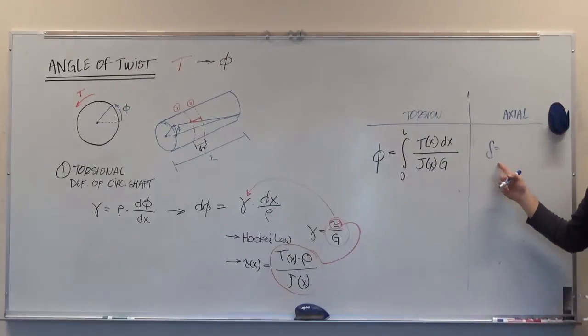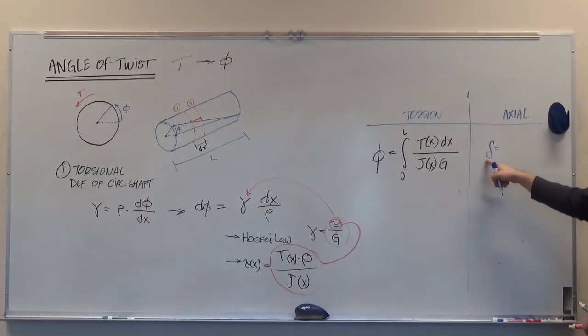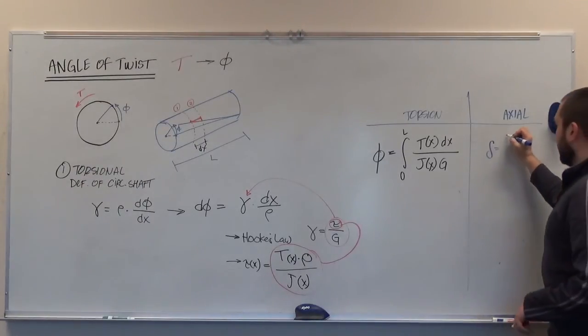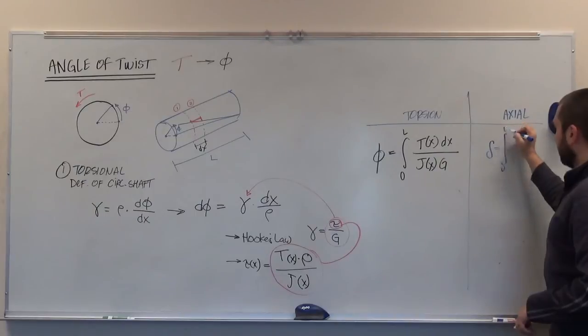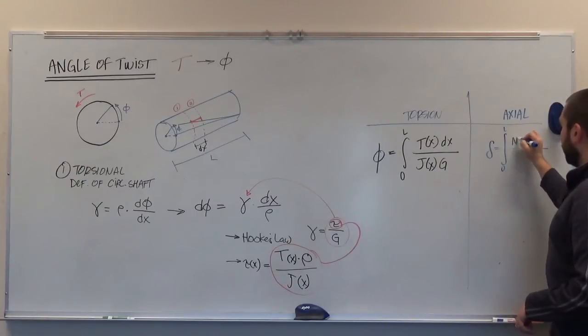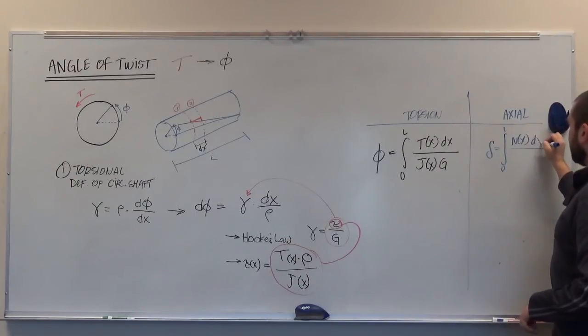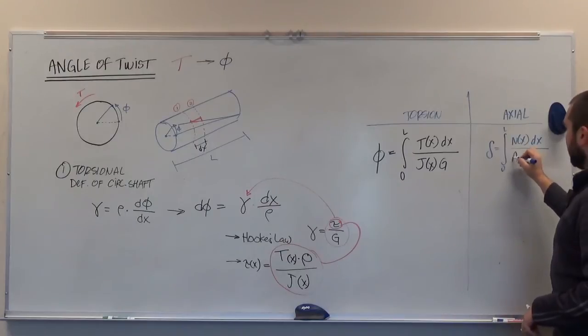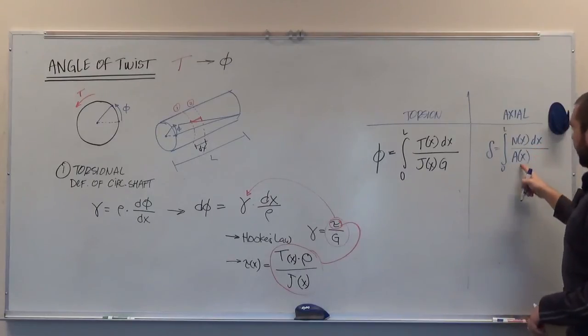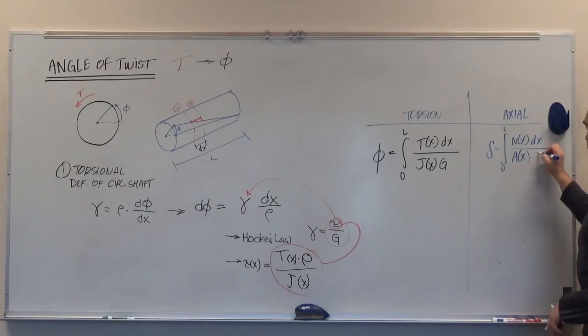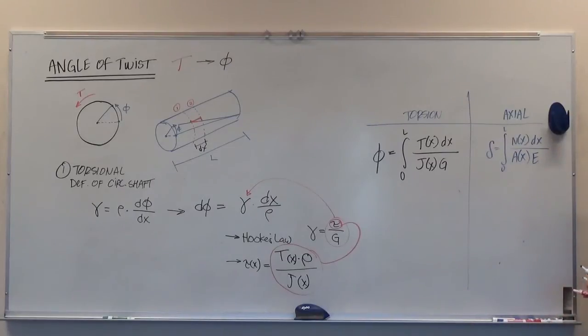If you remember, the general format equation for the change in length of a column is the integral over the length of the column of the internal normal force as a function of x dx divided by the cross-sectional area as a function of x times the modulus of rigidity.